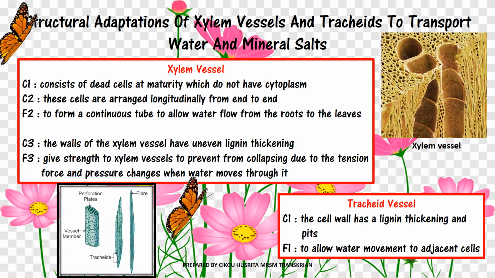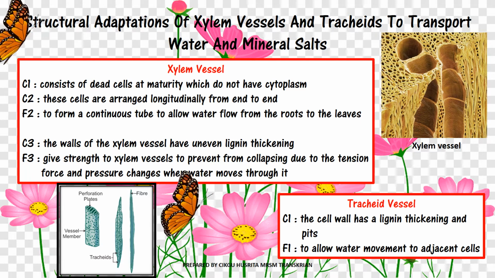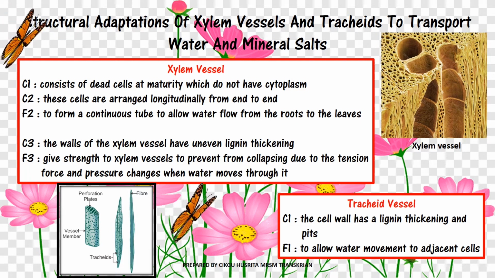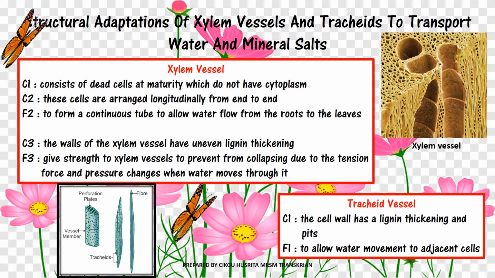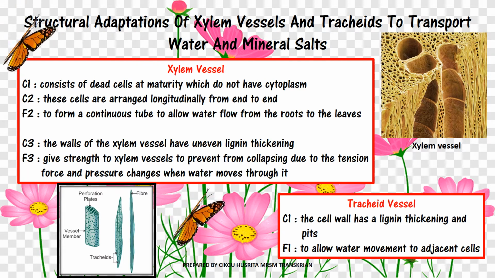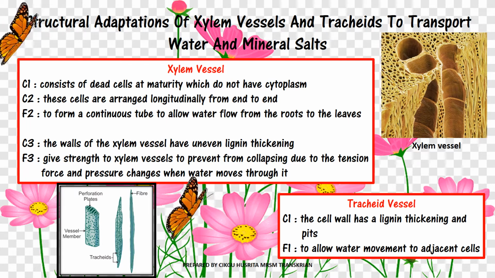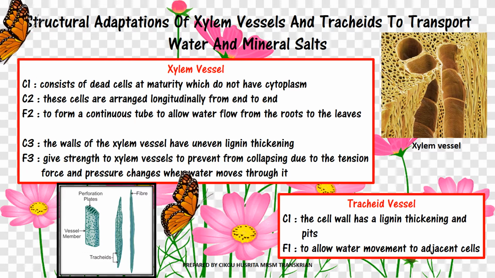So C1, that means characteristic number 1. The xylem consists of dead cells at maturity which do not have cytoplasm. And then the second characteristic of xylem, these cells are arranged longitudinally from end to end. That means it has a continuous tube. So this function is to form a continuous tube to allow water flow from the roots to the leaf.